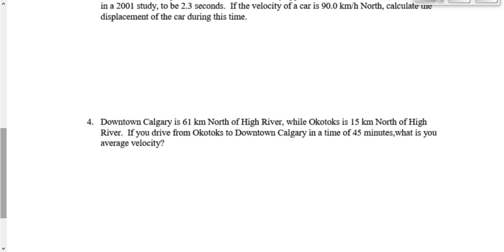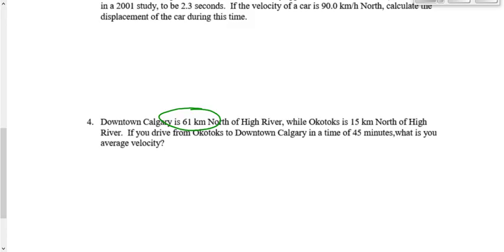Number 4 says downtown Calgary is 61 kilometers north of High River, while Okotoks is 15 kilometers north of High River. You drive from Okotoks to downtown Calgary in a time of 45 minutes. What's your average velocity? What are we given here? 61 kilometers north of High River. Is that the location, or is that how far Calgary's moved? Is that the displacement? That's a position. That's a location.